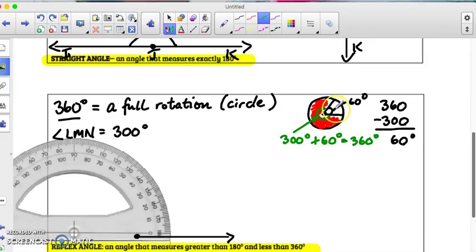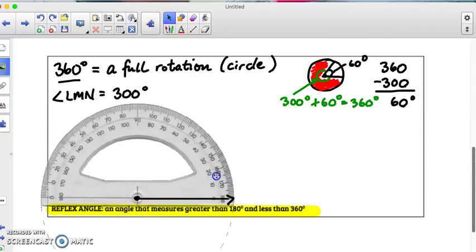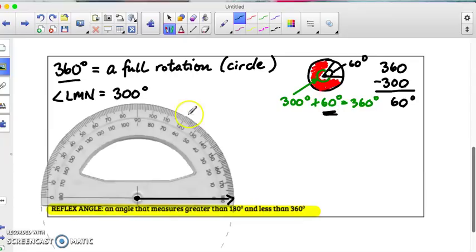Now, what you're going to end up constructing is a 60-degree angle. You're going to take the acute inside angle, but make it look like a reflex angle. And this is how you do it. The same process as when constructing other types of angles: take your protractor. What you need to get is that 60-degree angle, the inside angle of the reflex angle.